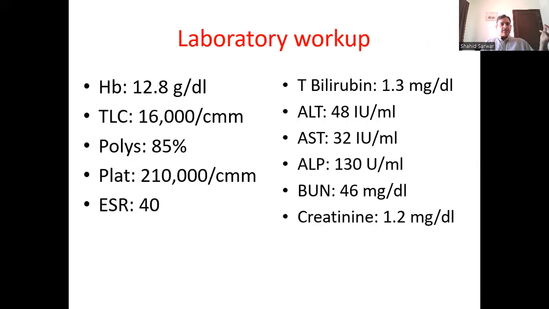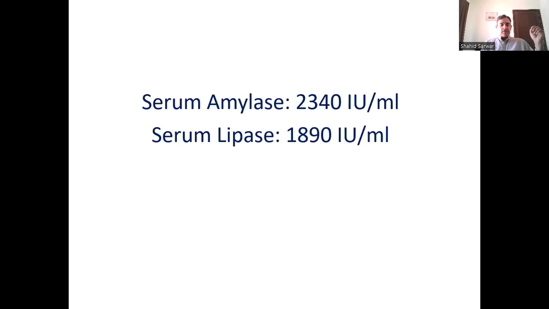Now, this is what his complete blood count, liver function test, and renal profile are showing. The noticeable thing is the raised TLC, mildly deranged LFTs, and ESR of around 40. But what pointed us toward the diagnosis is amylase and lipase, which are much, much higher than the normal value.